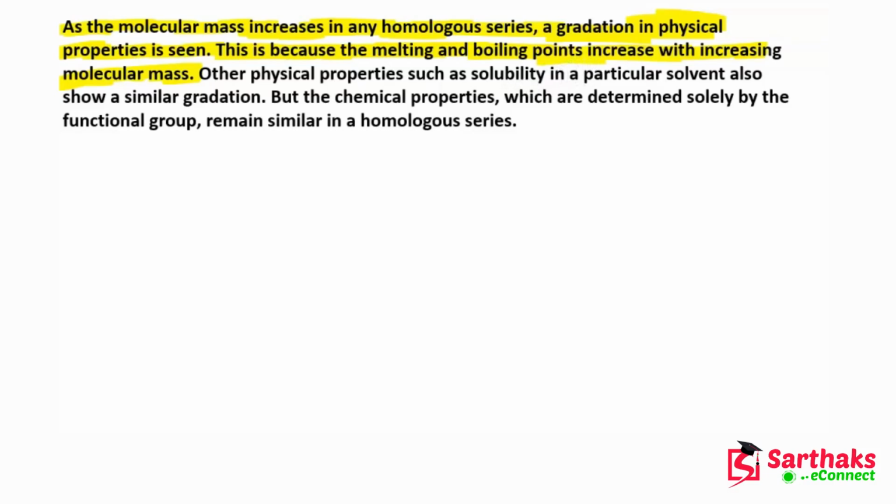So if I ask you a very simple question, that there are two compounds CH4 and C2H6. So which one has higher molecular mass? Of course, this C2H6 has higher molecular mass. So guys, if I ask you which has high melting point, so this C2H6 has high melting point. Why? Because it has high molecular mass.